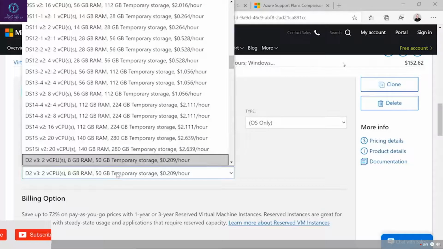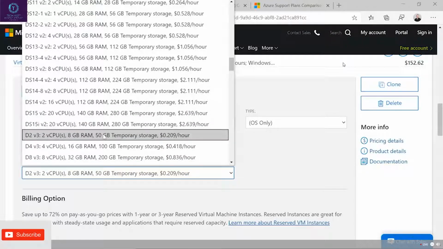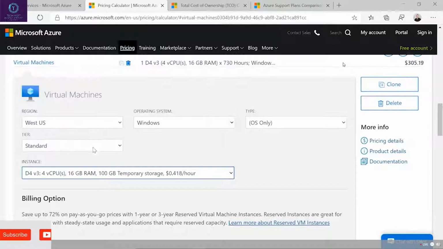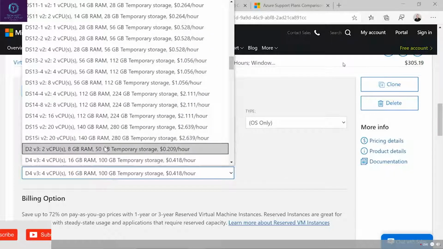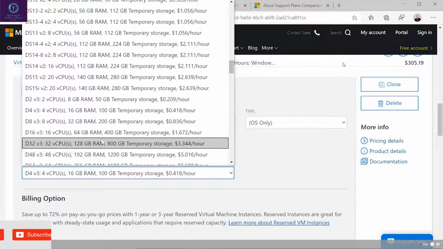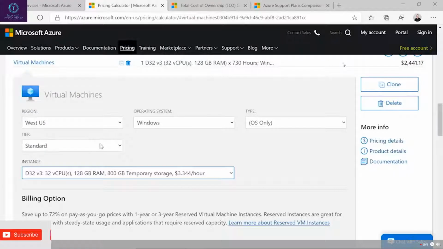I'm a D2 V3, and let me just hop down to a D4, which is the one right below it. That's $300 a month. Let's hop down to D16 or D32 here. $2,000. What are the differences here? How many CPUs? How many gigs of RAM? What type of hardware are you looking at?